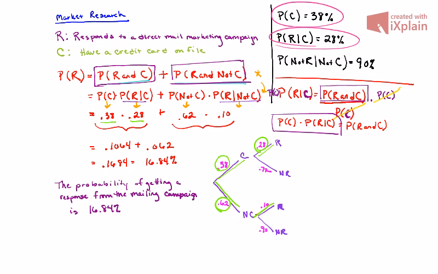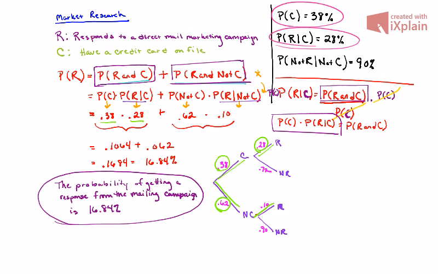Okay. And remember, this is in general. I'm not concerned as to who specifically is responding, meaning whether they have a credit card with me or if they do not have a credit card with me. I'm just saying the probability of you responding in general to my direct marketing campaign is a little bit under 17% in this case.